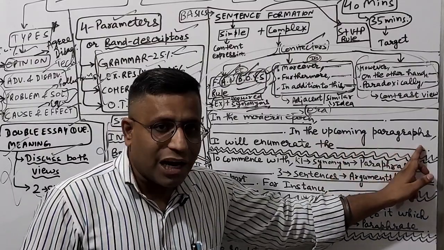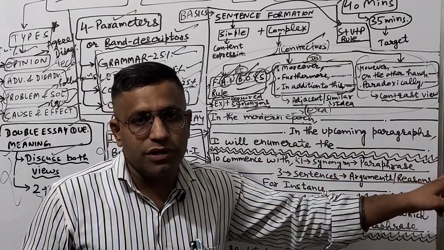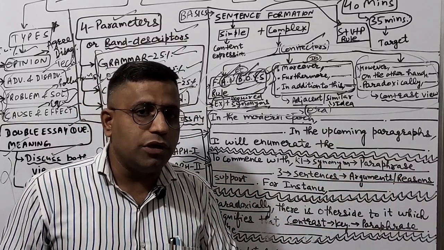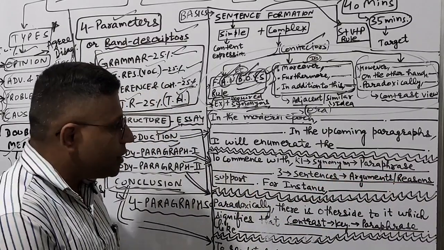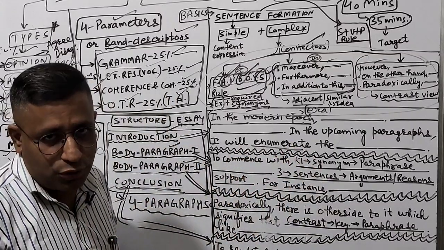In the upcoming paragraphs, comma, I will enumerate the, then furthermore the sentence. Whatever sentence you can frame according to the given topic of the essay. Instead of enumerate, you can write down elaborate also, it's your call. There are other synonyms also.